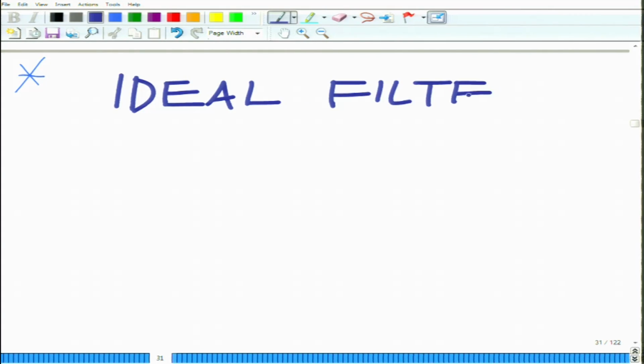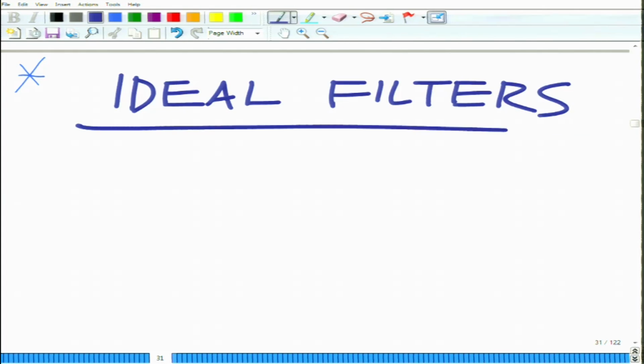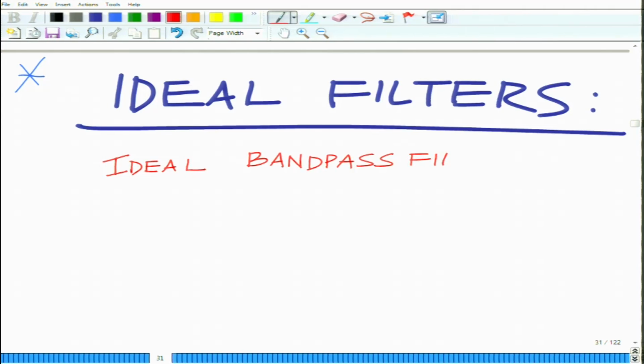So, let us continue our discussion on the concept of ideal filters, and we want to look at the notion of an ideal band pass filter. An ideal band pass filter, as the name implies, allows only frequency components of a signal within a certain band to pass through and suppresses or blocks all other frequency components which do not lie in this band, alright.